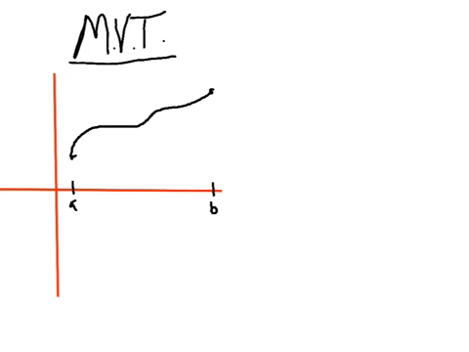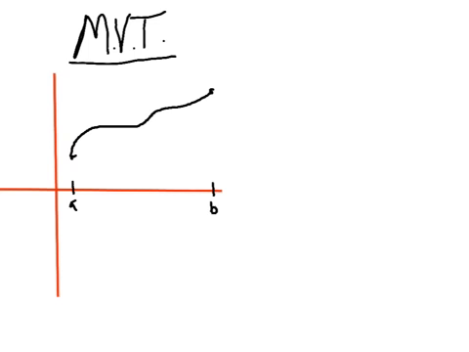And the mean value theorem states that within this continuous function, there must be some point between a and b, which we'll call point C, where the instantaneous slope, or the derivative at that point, equals the average slope from points A to B.